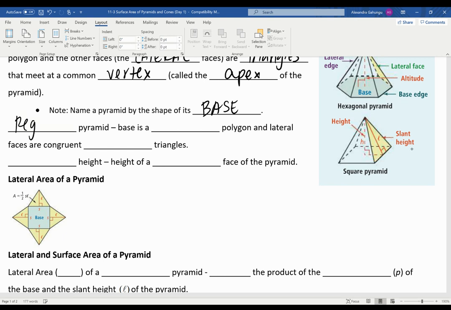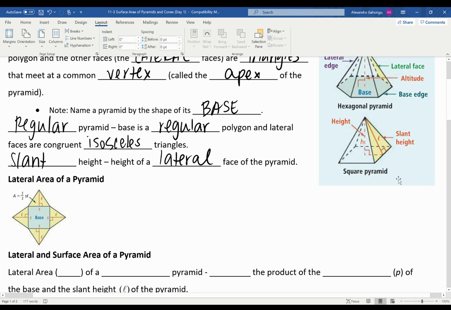We're going to only talk about regular pyramids here, just because we'll look at regular polygons as our bases, and then all of our faces will end up being isosceles triangles because of that. New language that you'll see is our slant height. So that's the height of one of the lateral faces, the height of one of our triangles of our pyramid.